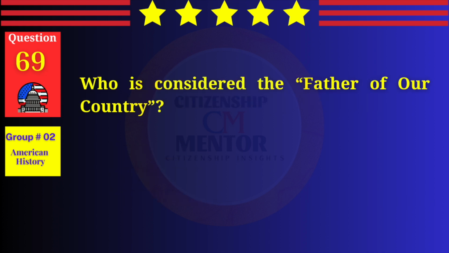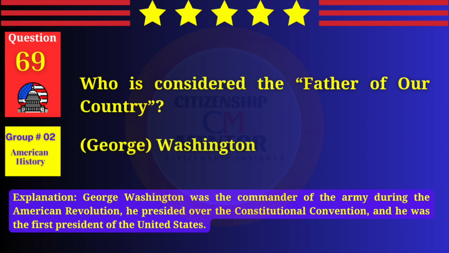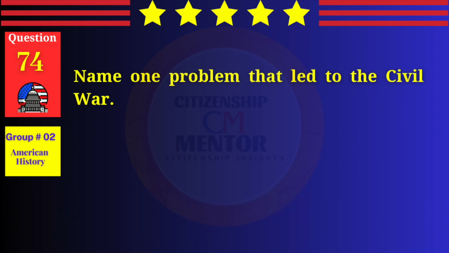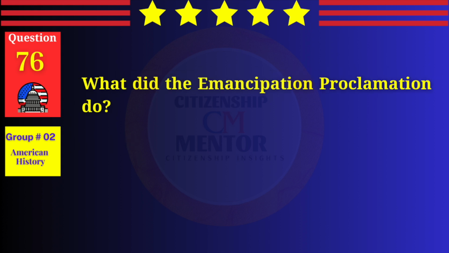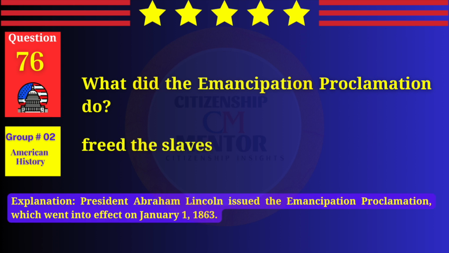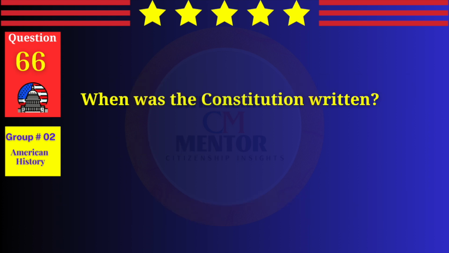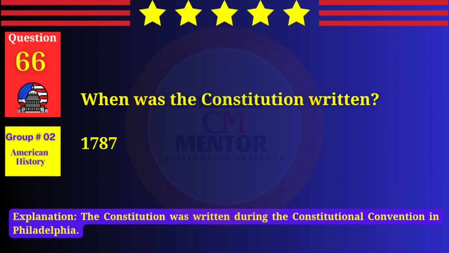Who is considered the father of our country? George Washington. Name 1 problem that led to the Civil War. Slavery. What did the Emancipation Proclamation do? Freed the slaves. When was the Constitution written? 1787.